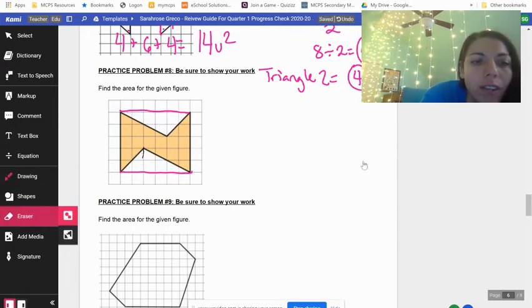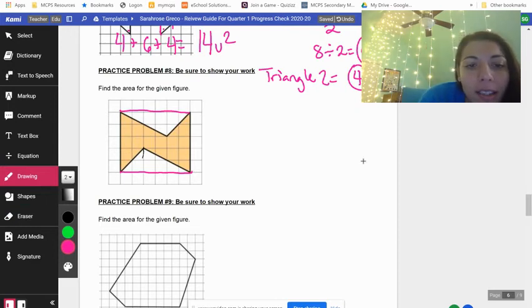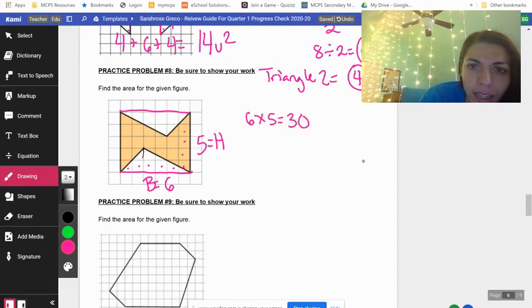First of all, if they weren't missing pieces, I would say, okay, my base is what, and my height is what? Base is 1, 2, 3, 4, 5, 6. That's my base. My height is 1, 2, 3, 4, 5. So we did base times height. 6 times 5 is 30. So 30 is my answer, right? Not so fast. Remember, they don't want us to count.